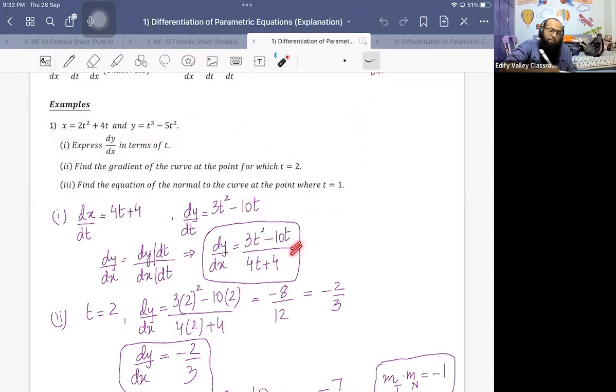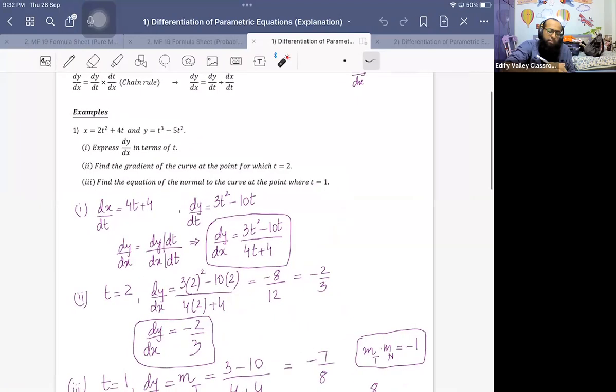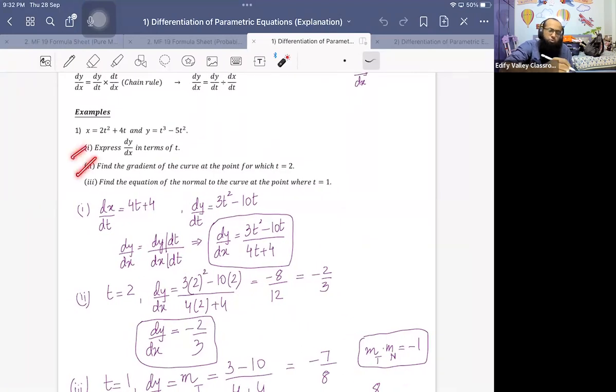And we have got dy/dx, right? For part number 2, the gradient of the curve at the point where t is 2 is very simple. We just substitute t equals 2 in the gradient function that we have obtained. So 3 times 2 squared minus 10 times 2 upon 4 times 2 plus 4 gives us negative 8 over 12, simplified to negative 2 over 3. The gradient is negative 2 over 3. Part number 2 is also solved.